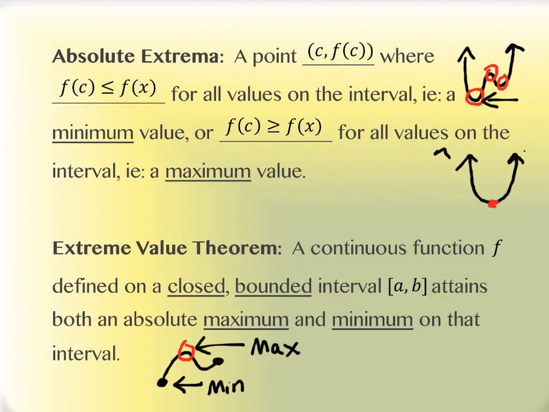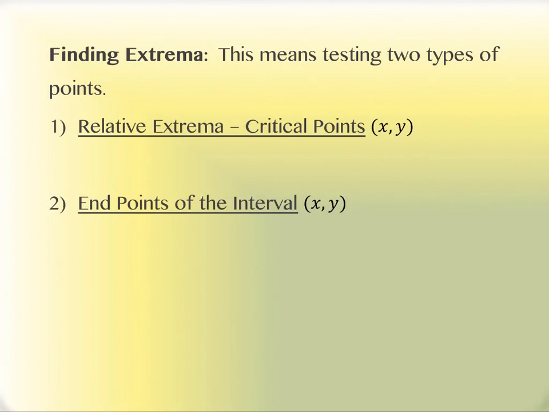All right, so given that information, what that means is that we have to test two kinds of points. We have to test the critical points. Okay, critical points, remember, are the places where the derivative is equal to 0 and we solve it.